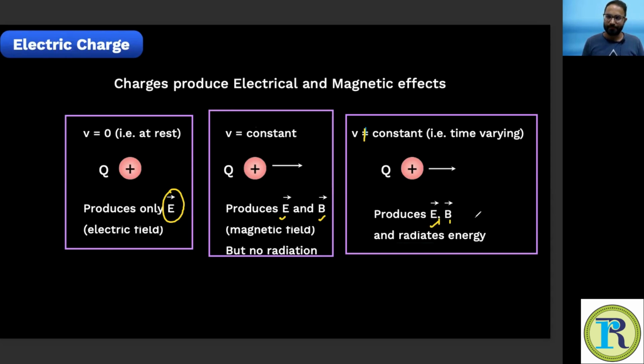Clear? Any doubt? Any confusion so far? Okay, so now let's move further. You can note down this point.